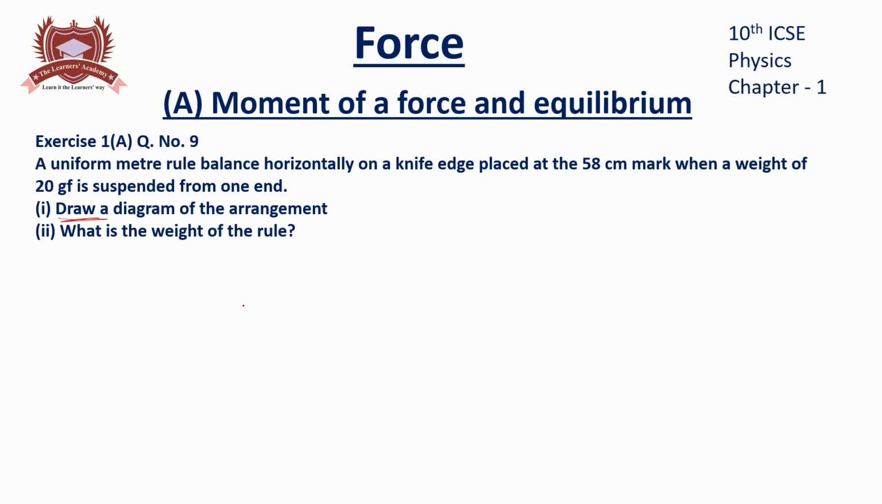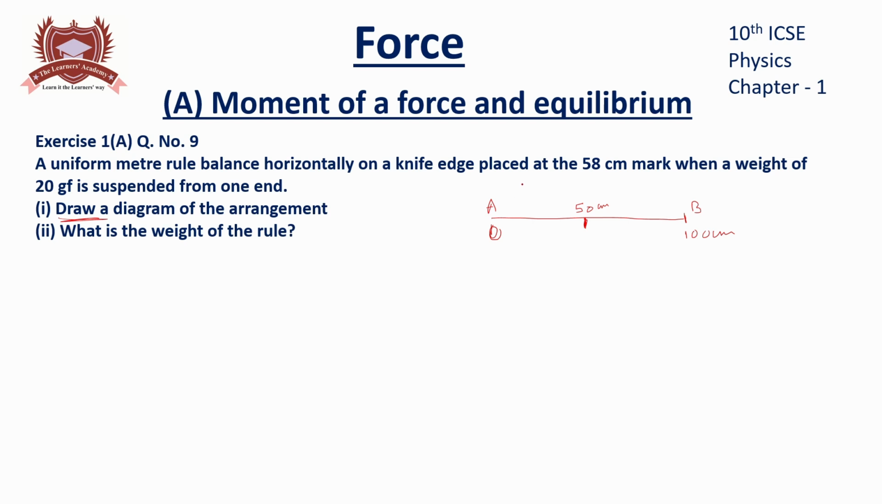Now, up until now the diagrams were given. In this particular example, the diagram is not given, so you have to imagine what is happening. Let us imagine. We have a scale like this. It's a meter rule, so it would be 100 centimeters long. This would be the 0 point and this would be point B. So, it would be 100 centimeters. Now, naturally, it would balance at the point where it is 50 centimeters.